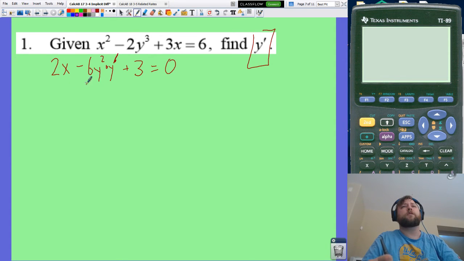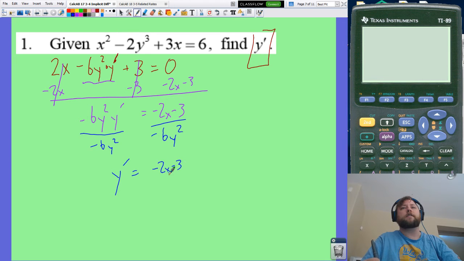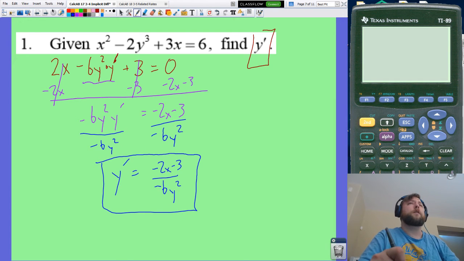So now I want to isolate the y prime terms. It's this guy. So I will subtract the 2x and 3 on both sides. When you do that, these cancel. Then I'm left with negative 6y squared y prime equals negative 2x minus 3. Again, isolate the y prime, so I divide by 6y squared on both sides. And I can write my y prime, since these all cancel, equals negative 2x minus 3 over negative 6y squared. I'm sure I could simplify that in other ways, but that's good. So that's what I'm looking to do.